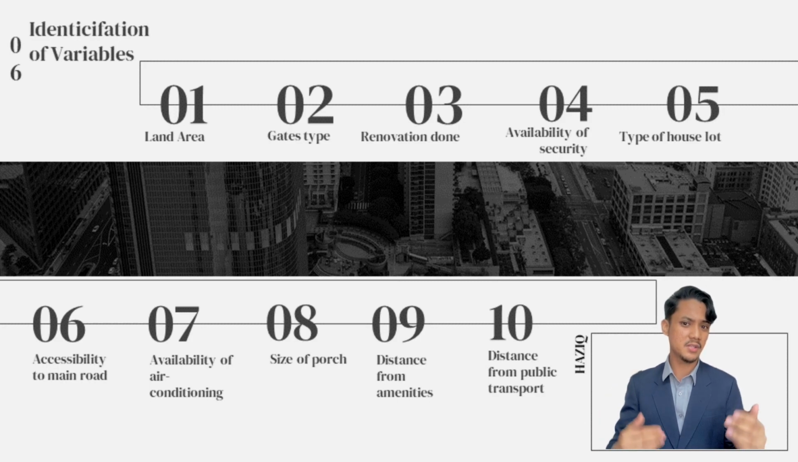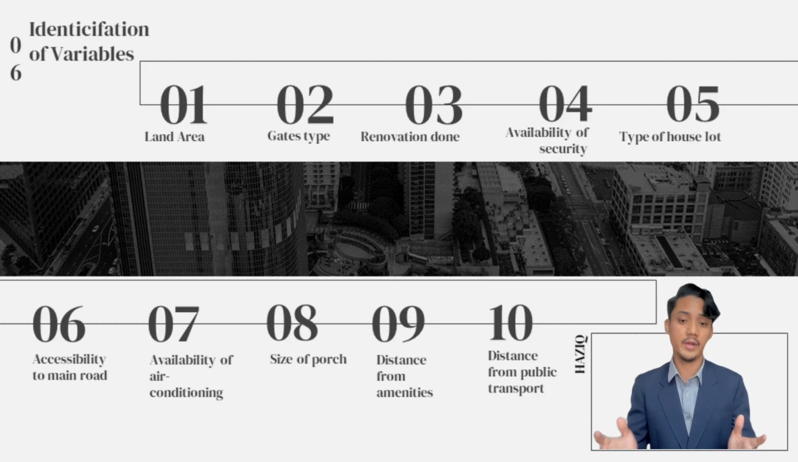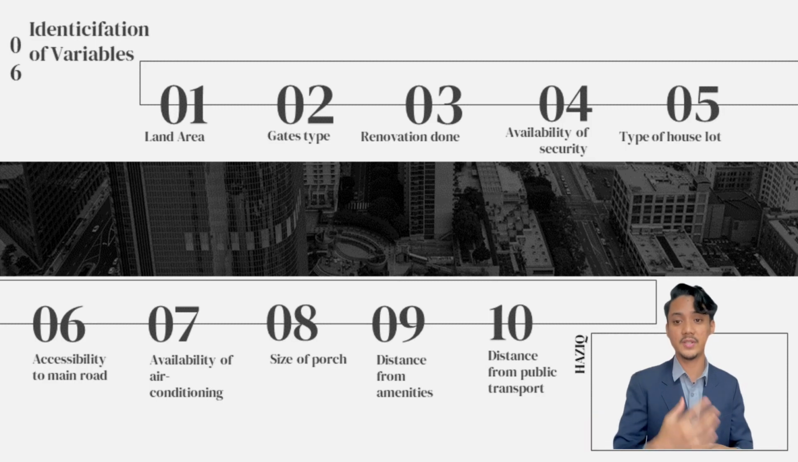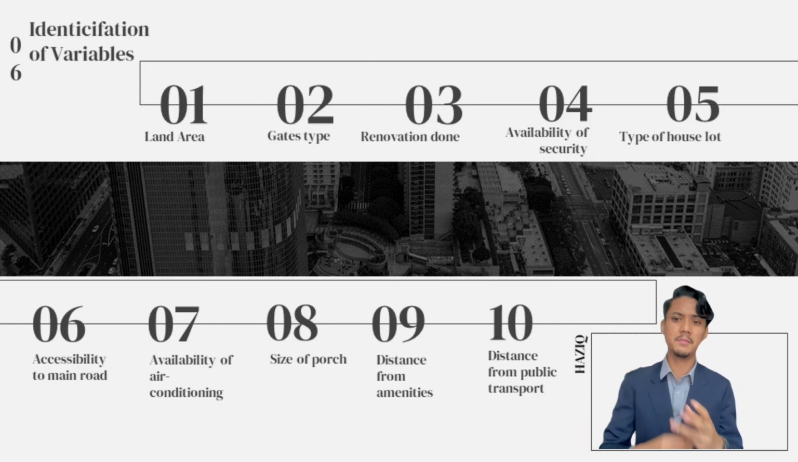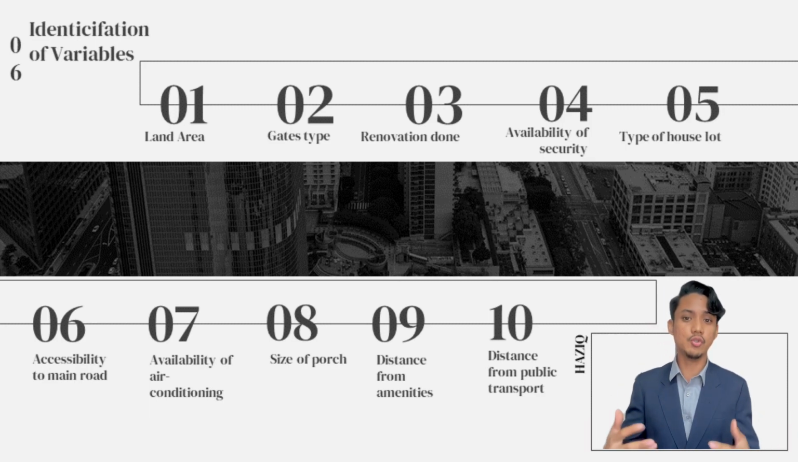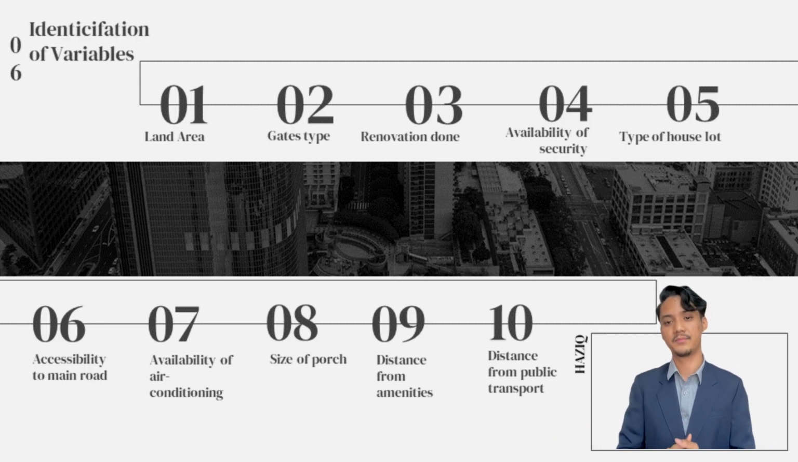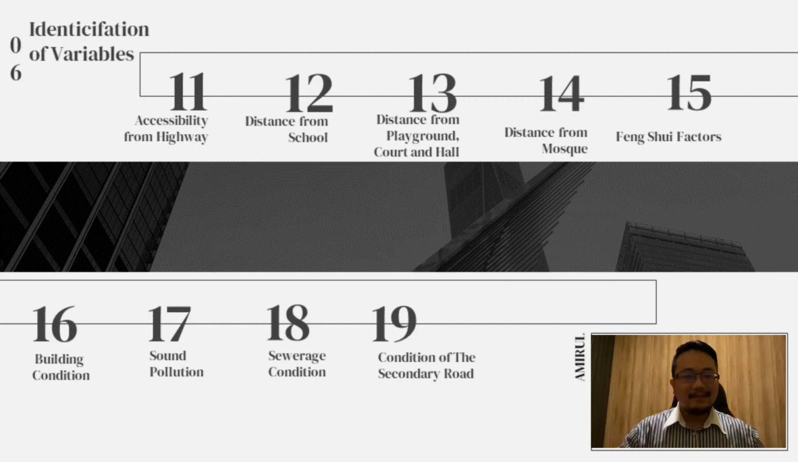Public transport is significantly important in town areas, especially in Section 19 Shah Alam, because most of the residents use public transport to save money going to their workplaces. Accessibility from the highway.